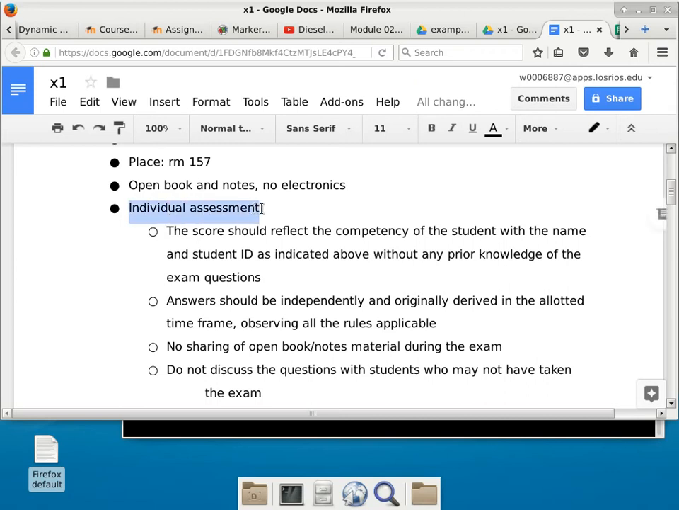Okay, individual assessment, okay? So the exam score should reflect the competency of the student with the name and the student ID as indicated above, without prior knowledge of the exam questions. Okay, so that means if someone, for whatever reason, gets a hold of the exam questions prior to the exam, that will basically make it not follow this particular rule.